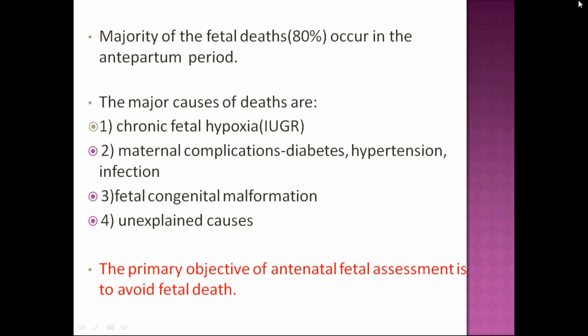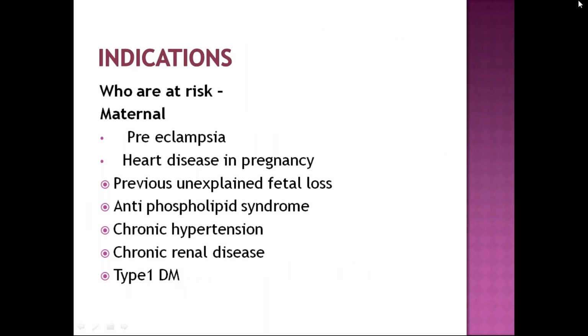So the major causes of fetal death are chronic fetal hypoxia and maternal complications like hypertension, diabetes, and infection. These are very common. Then fetal congenital malformation, as I told you. They will either end up with some defect, or end up with IUGR or IUD. So that is the impact of all this. There are some others; we will come to the details.